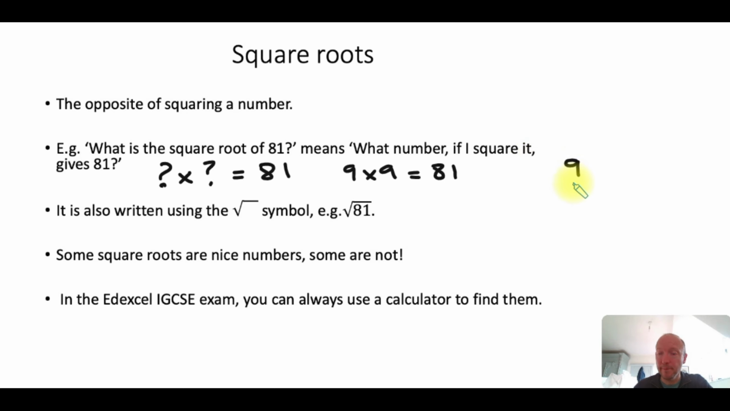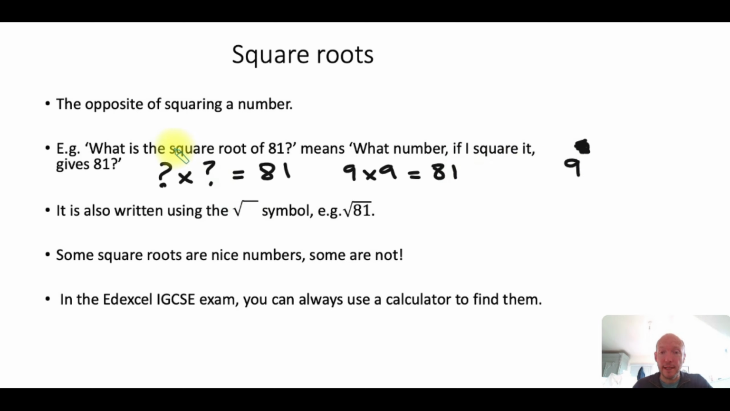the square root of 81 is just 9. By the way, something I've noticed people doing in the past is saying that the square root of 81 is 9 squared. That's not true. 9 squared is 81, so the square root of 81 is just 9. Again, the answer to the question, what number, if I square it, gives 81, is just 9.